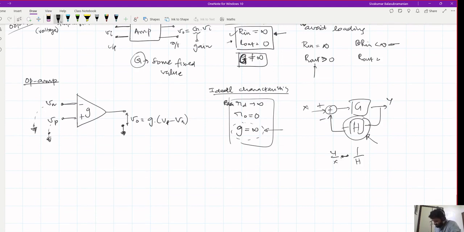And what is the equivalent circuit for an op amp? In fact, for any ideal voltage amplifier. So for a general amplifier, it's like this. So this is Vi, G times Vi, Zo. In the case of the op amp, this is grounded. That's all. And this is your Vn. This is your Vp. Your Vi is simply Vp minus Vn.